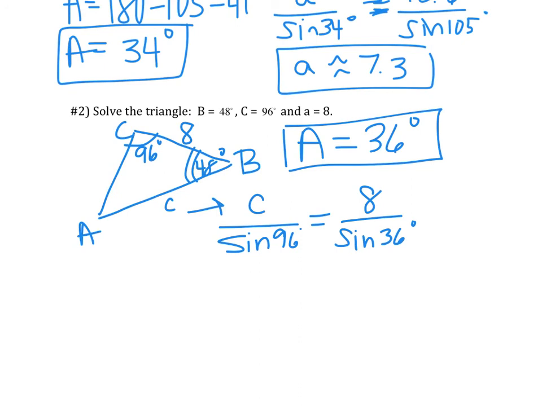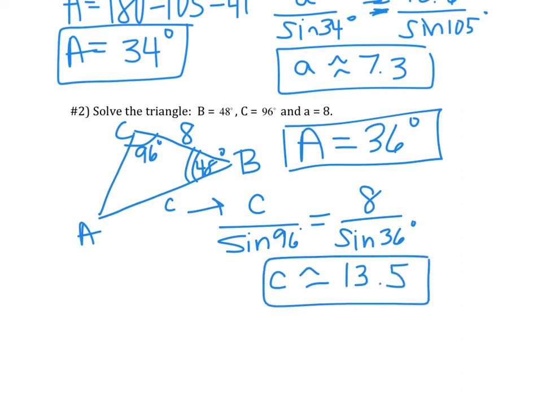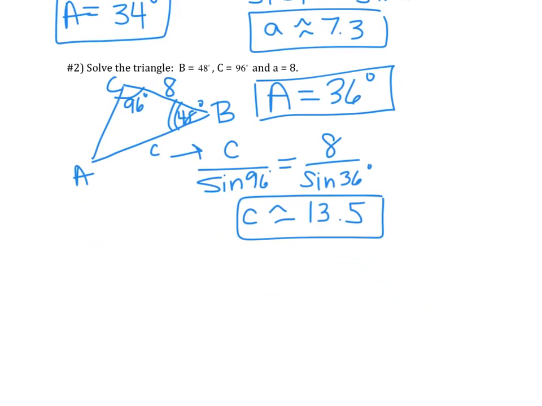So go to your calculator and go 8. You don't even need the times. You can just go 8 sine 96, close parentheses, divide by sine of 36. And what'd you get for C? 13.5. Did you get that? Yeah? Okay, good. All right, and then we'll go ahead and find out what side B is now.